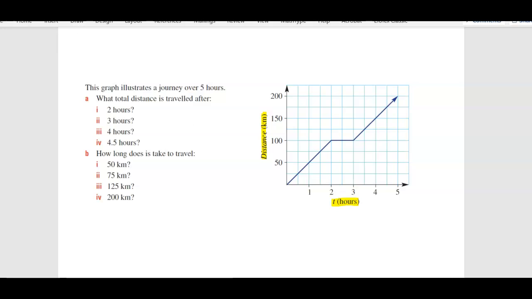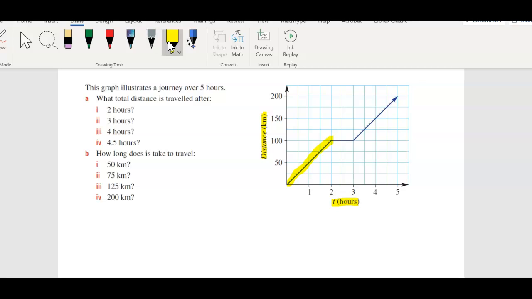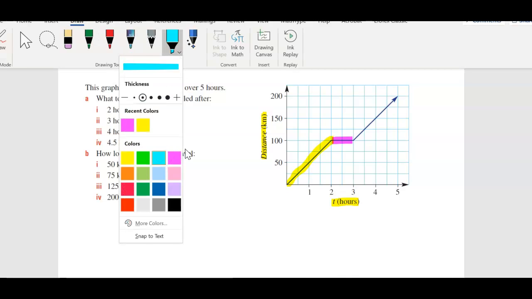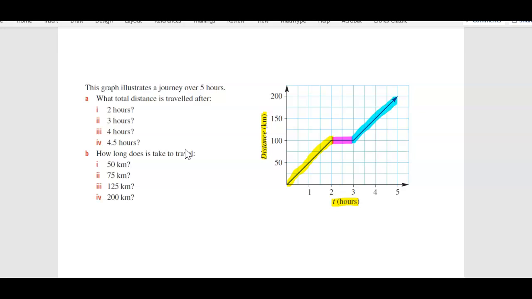Now this one here is actually made up of 3 different straight line graphs. We've got one going up here, and I'll do the second part in pink. We've got one here, and we've got one going up here. All right, so they would all have their own rule. We're going to do rules a bit later on. So 3 different straight line graphs, but they all have a rule that is a straight line.